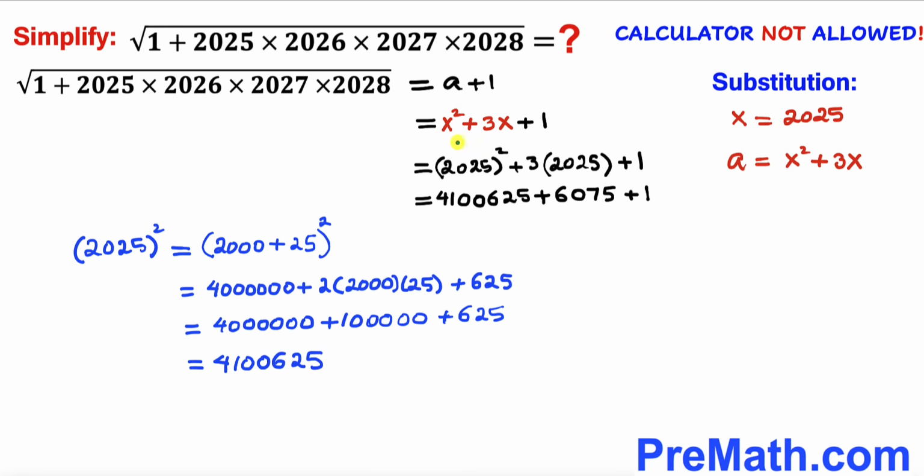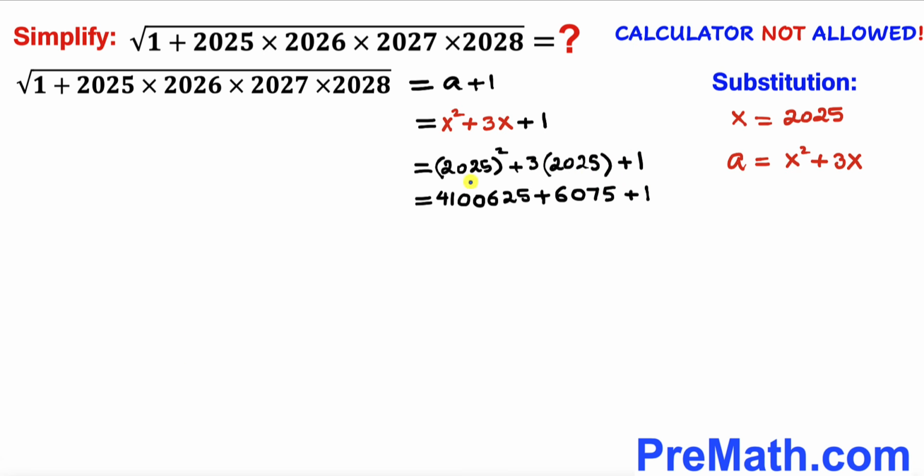So we can write this 2025 squared as 4,100,625. And if we multiply 3 times 2025, that is going to give us 6,075. And finally, plus 1, as you can see. Now let's focus on all these numbers. I have copied down this big number over here. And likewise, if we add these two numbers, 6,075 plus 1, that is going to give us 6,076. Now we are going to add these two numbers vertically.